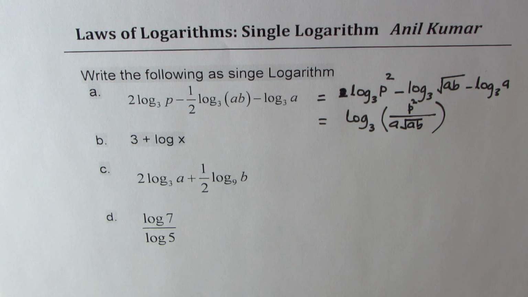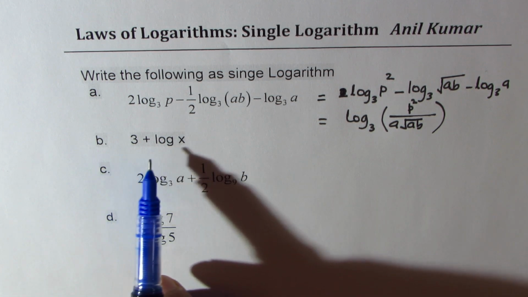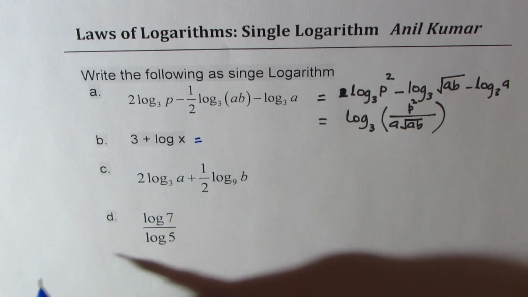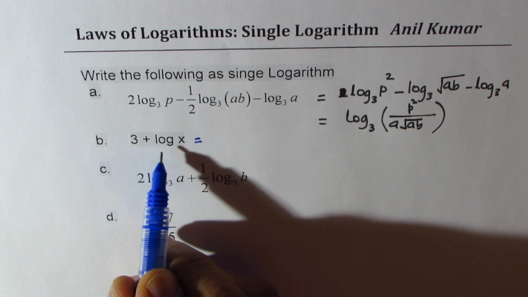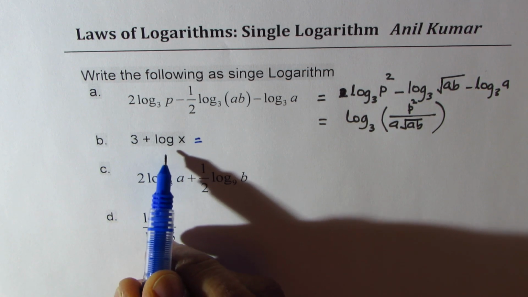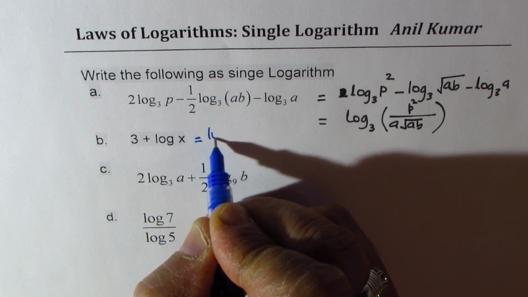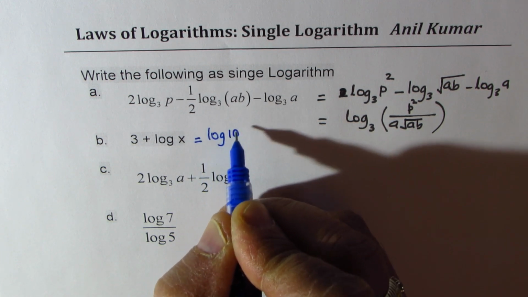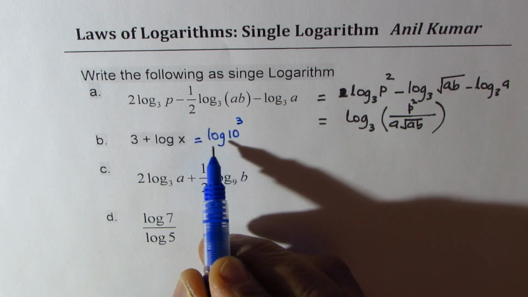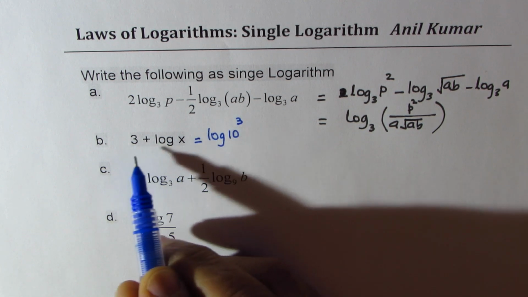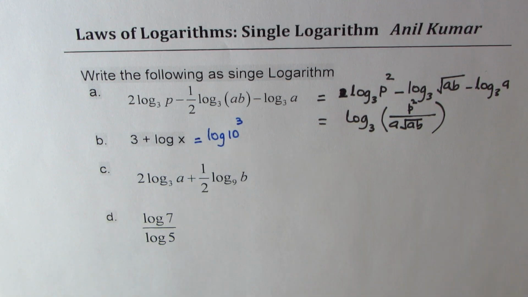Now let's see how to do the next example. 3 plus log x. It's kind of tricky. How do I combine 3 with logarithm? So we do kind of a reverse calculation. How do we get 3 for any log to the base 10? Now the base here is 10. Well, we could write 3 as log 10 to the power of 3. You get an idea? Base 10, right? So log 10 to the power of 3 is 3. So that is the trick involved.